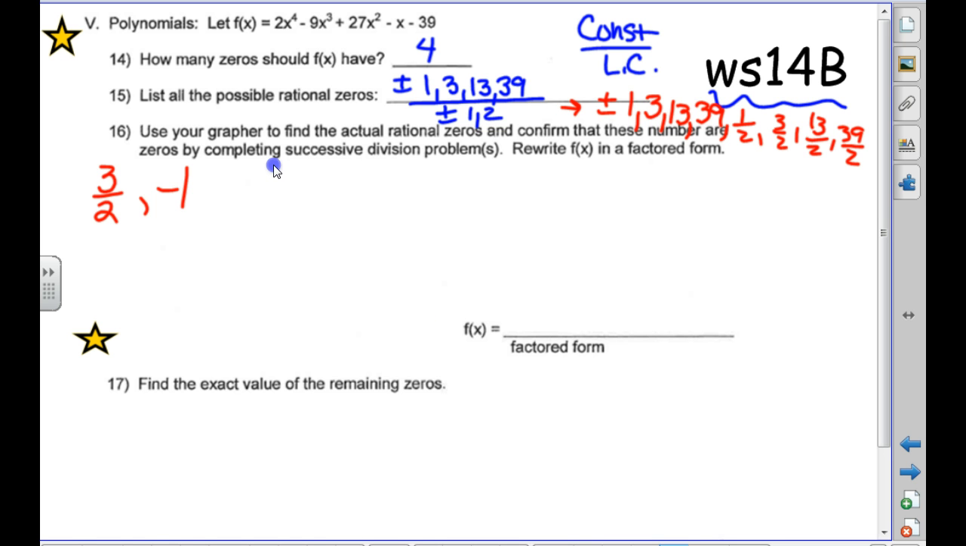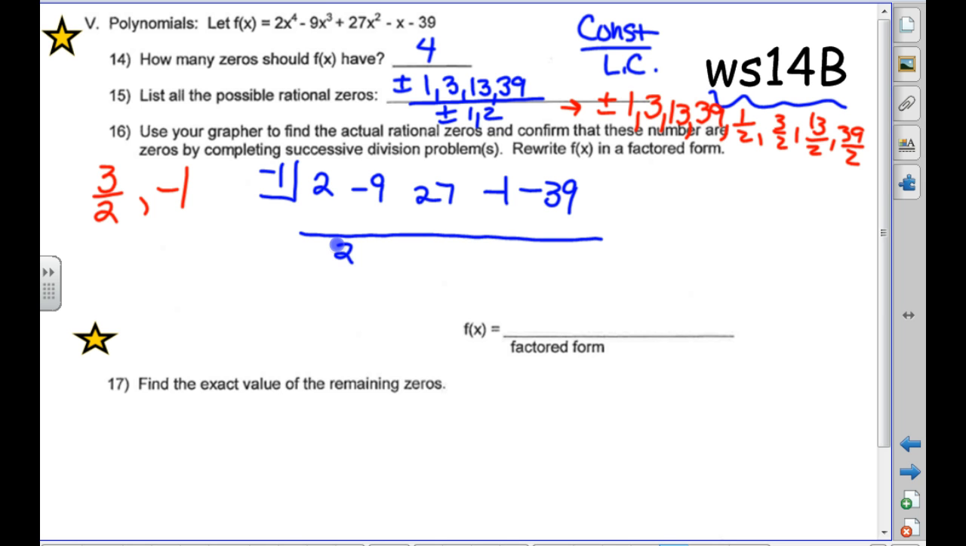I'm going to do the -1 first. You need to do synthetic division. 2, -9, 27, -1, and -39. Did I get those copied down right, guys? Yeah. Okay. 2 times -1 is -2. -1 times -11 is +11. -1 times 38 is -38. -39 times -1 is 39, and this comes out 0.